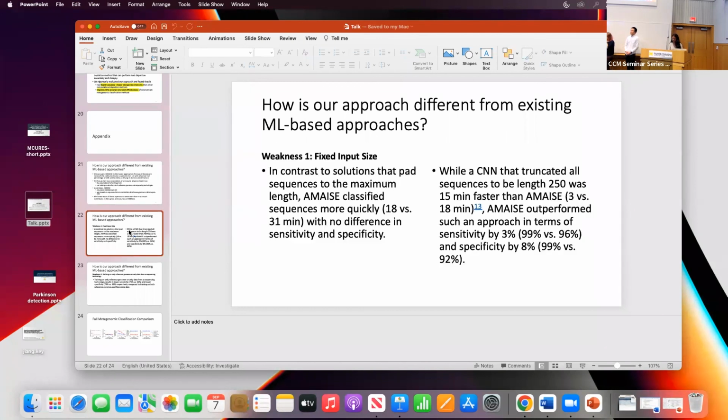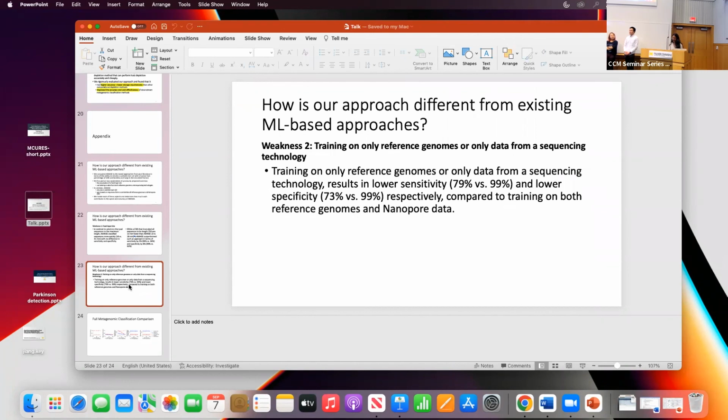And we found that, in contrast to solutions that pad to the max length, we classified sequences more quickly. Compared to solutions that truncated to the minimum length, we improved in accuracy. And then we also improved upon approaches that solely trained on just reference genomes and only data from specific sequencing technologies.